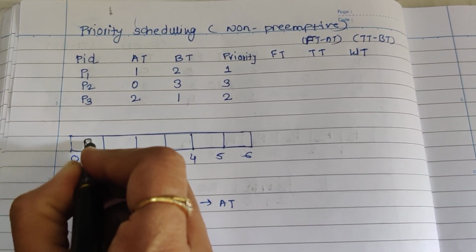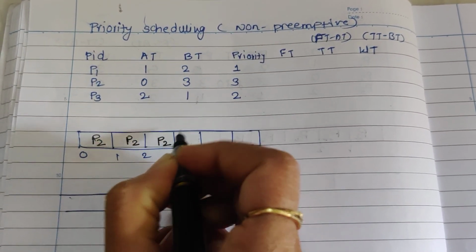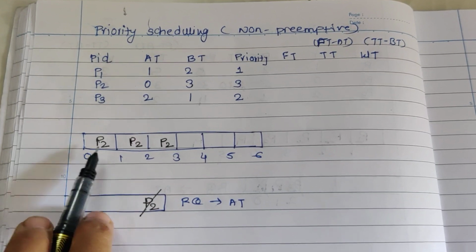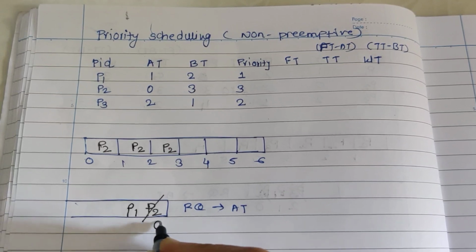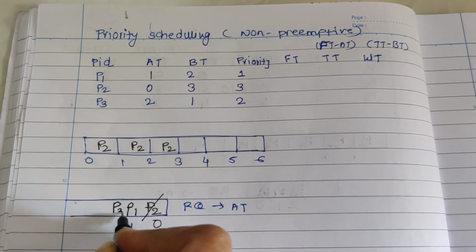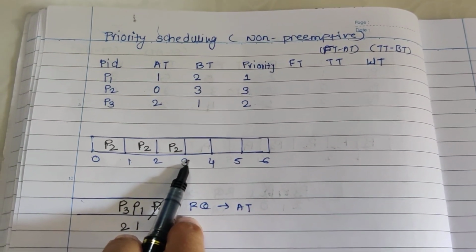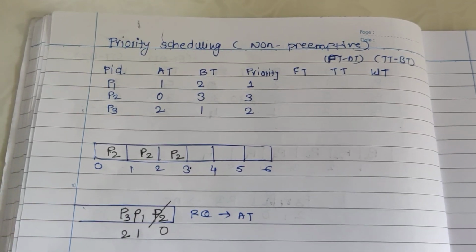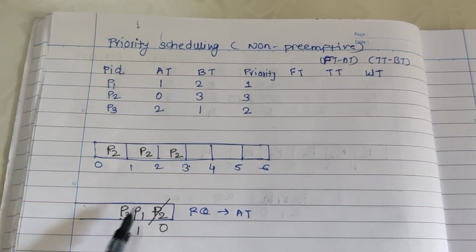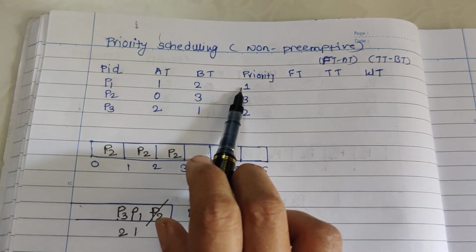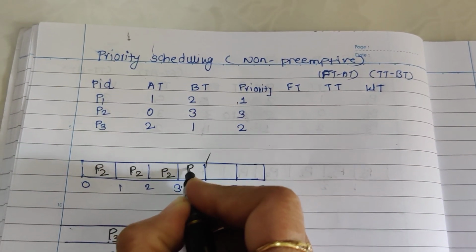Process P2 will continue the execution for 3 units. But meanwhile, when P2 is executing, at unit 1 process P1 comes into the ready queue, and process P3 also comes into the ready queue. When P2 has completed the execution, only then can we select either P1 or P3, because this is a non-preemptive approach. Now P1 and P3, two processes, are there, and P1 has the highest priority compared to P3, so we are going to select process P1.